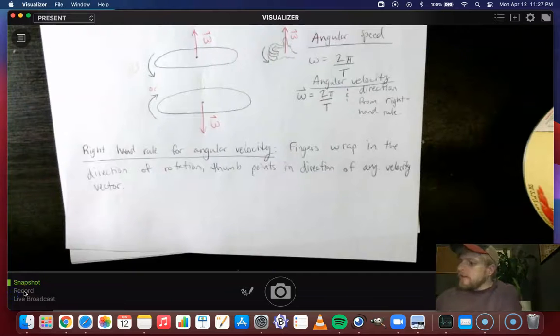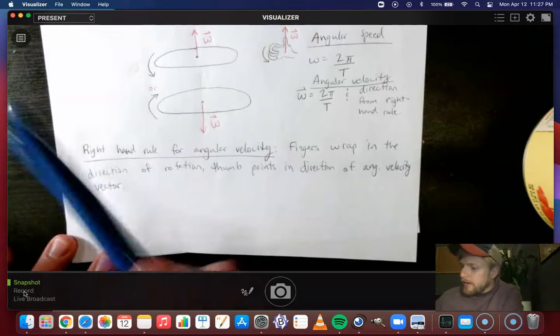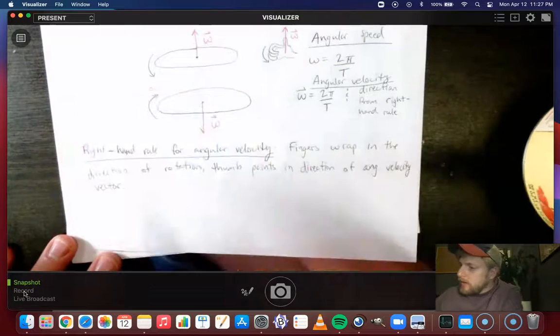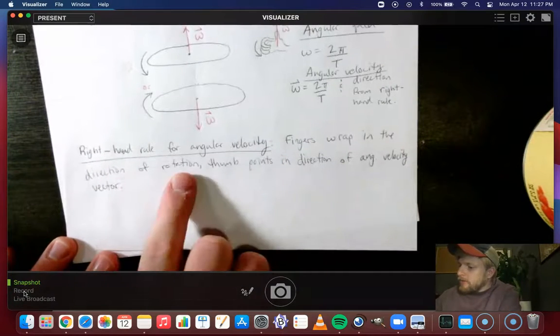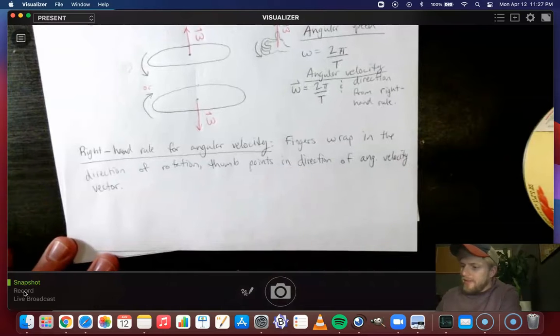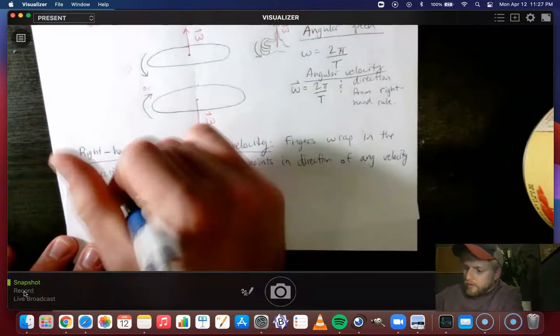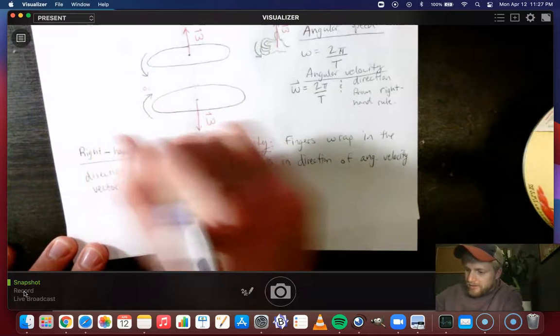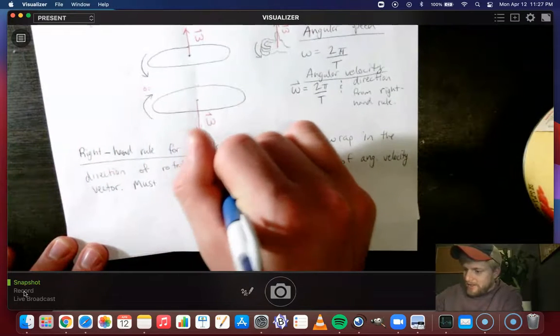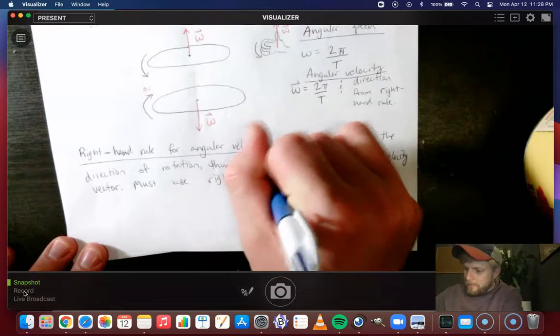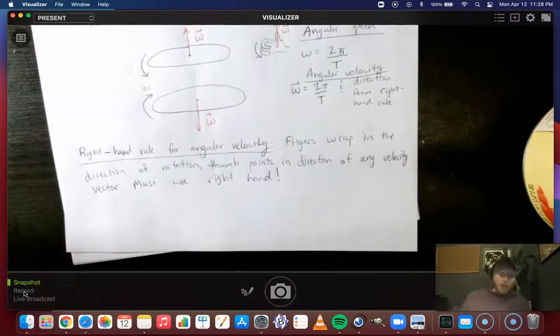To just formalize that a little bit, here is the right hand rule for angular velocity. The fingers wrap in the direction of rotation, and then your thumb points in the direction of the angular velocity vector. Very important, you must use the right hand. Why must we use the right hand? The answers are a little bit complicated.